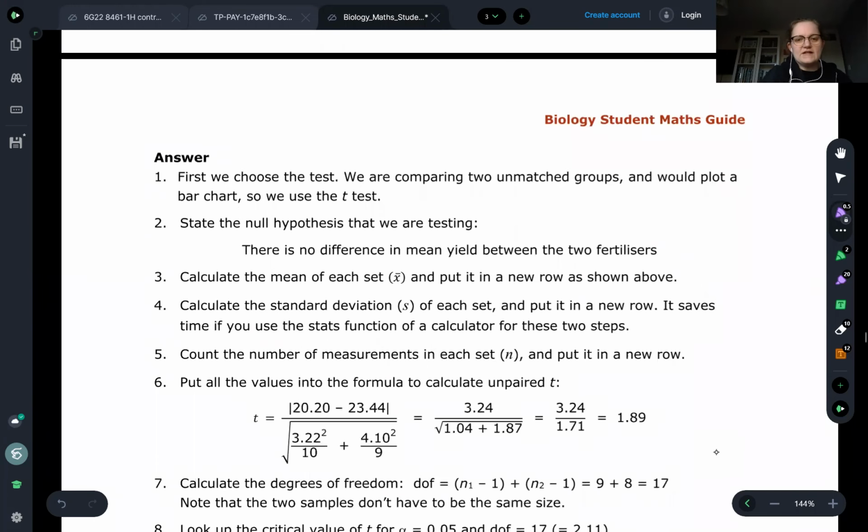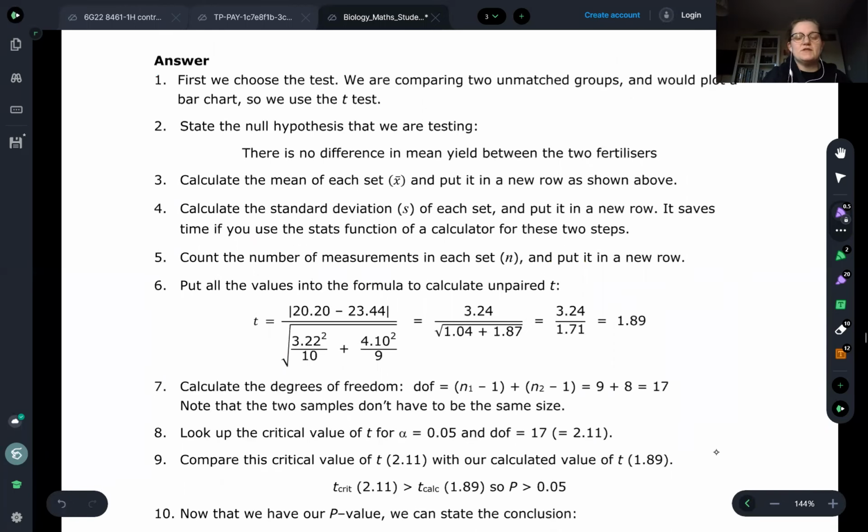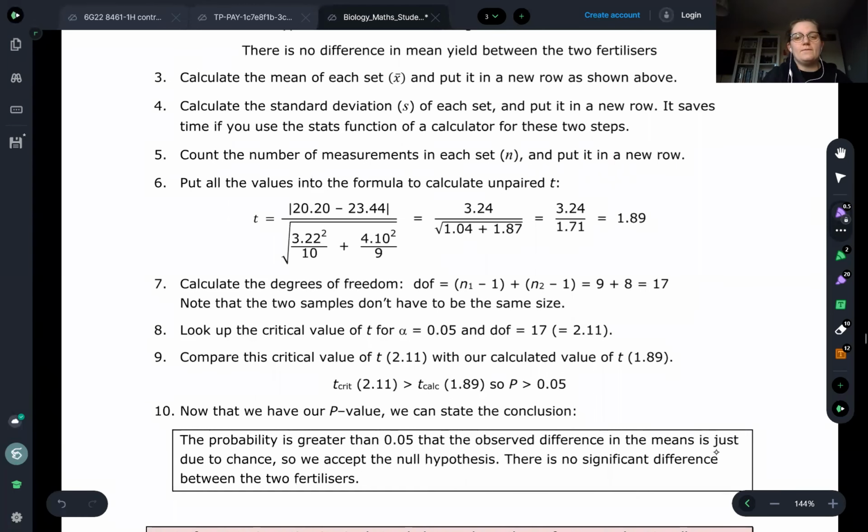So we choose a t-test. We would need to state our null hypothesis: there's no difference in mean yield between the two fertilizers. Calculate the mean of each set, like I said. Calculate the standard deviation of each set. Count the number of measurements in each set. And then put all the values into the formula to calculate the unpaired t-test. So like I was just showing there.